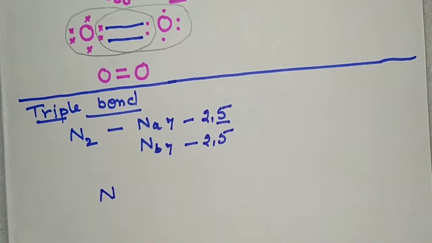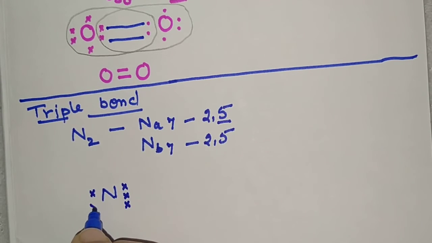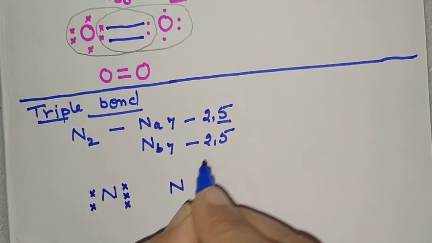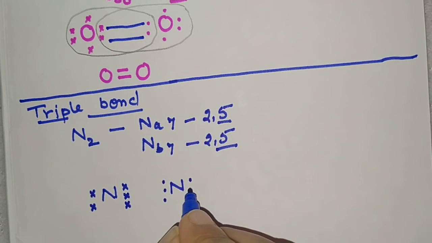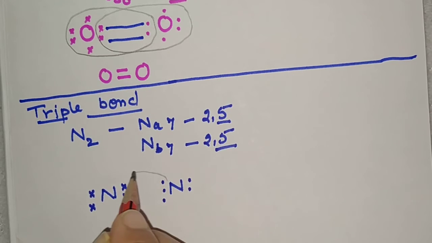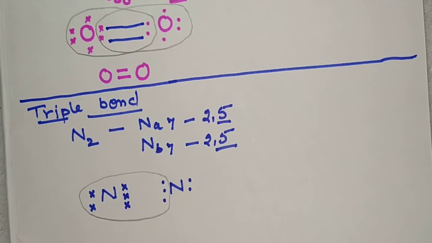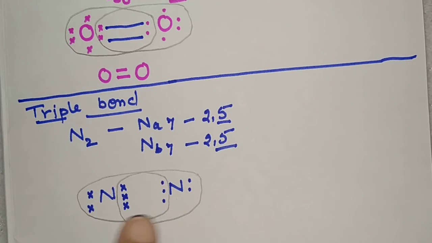Nitrogen, these 5 valence electrons we will show: 1, 2, 3, 4 and 5. Now for another, again 5 valence electrons, 1, 2, 3, 4 and 5. See here, 5 of this and 3 of this. This becomes 8. Similarly with this nitrogen atom, it is having 5 and 3 from this, it becomes 8. So now both are stable. Now this becomes a stable molecule by sharing of some electrons.